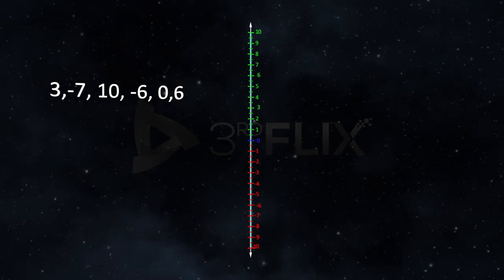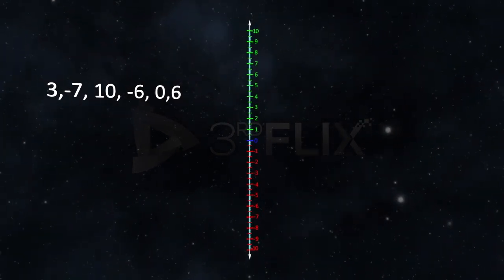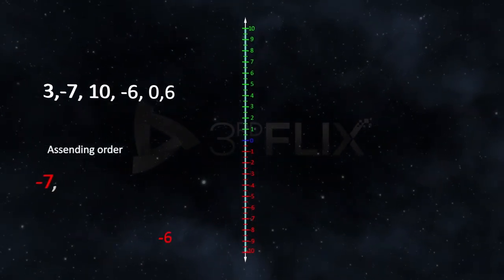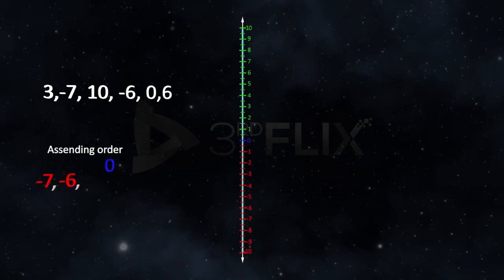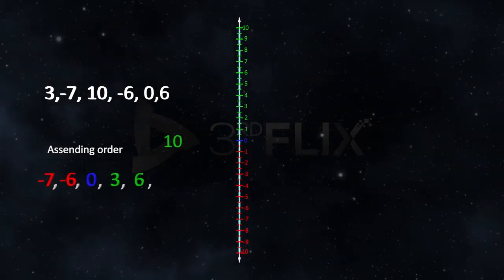Let's list those numbers in order from least to greatest, that is, ascending order. -7, -6, 0, 3, 6, 10.